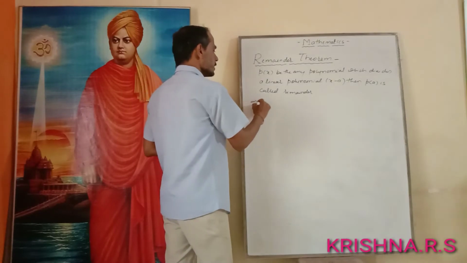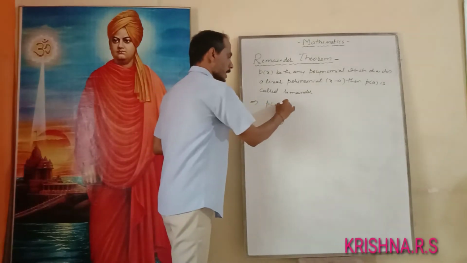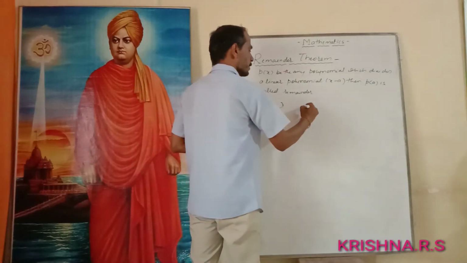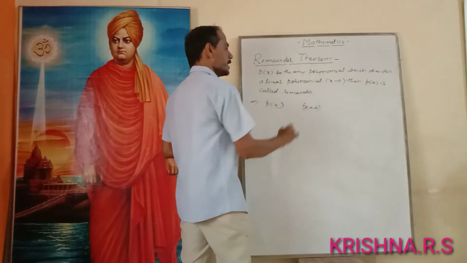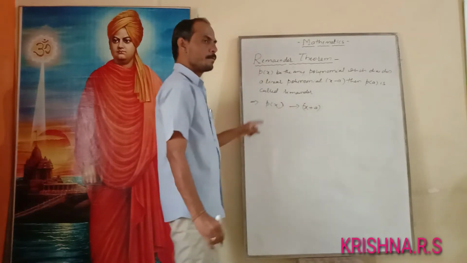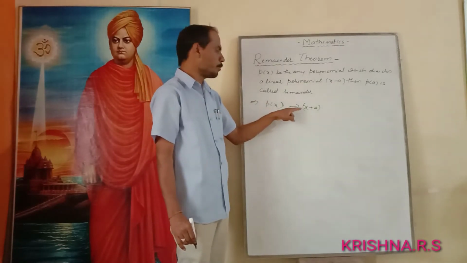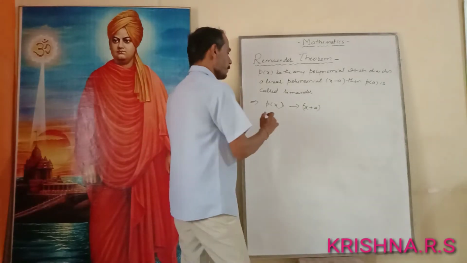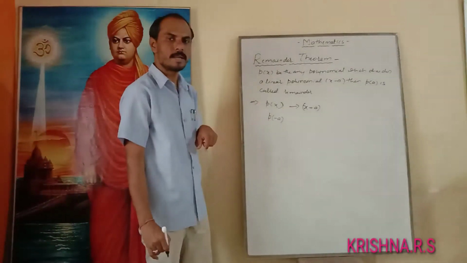Suppose P of x is any polynomial which divides the linear polynomial x plus a instead of x minus a. What is the linear polynomial? X plus a. Then what is the remainder here? Then its remainder is P of minus a.